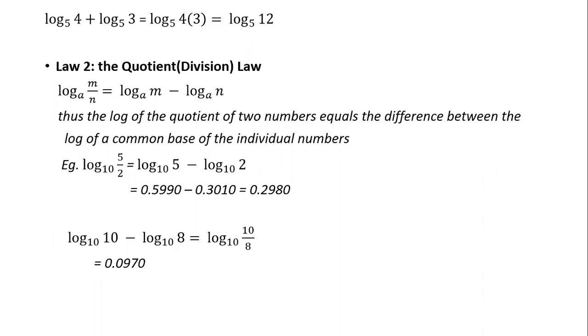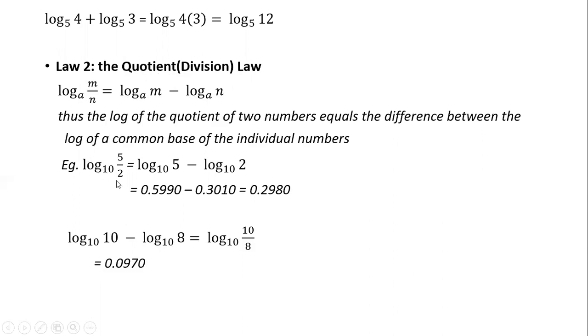That's why it's also called the quotient or division law. If I have log base a of m divided by n, so m over n. As multiplication goes with addition, so the division also goes with subtraction. So if the numbers are dividing, then you subtract their log. So log base a of m over n equals log base a of m minus log base a of n. Why? Because the numbers here are dividing. Division goes with subtraction. And division we call the quotient.